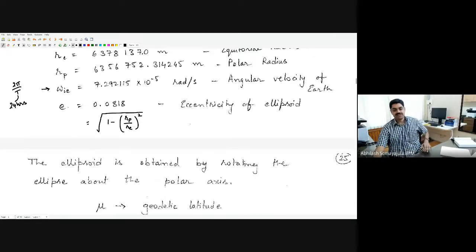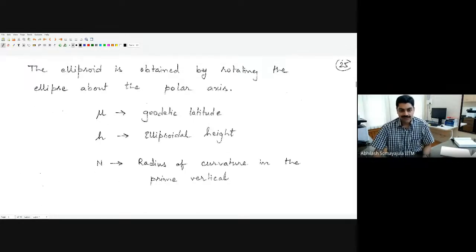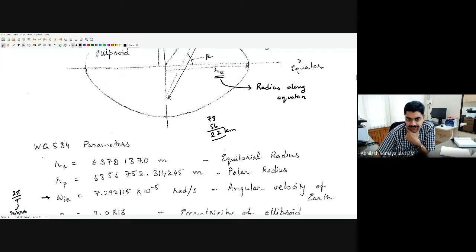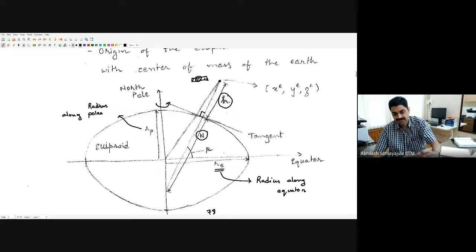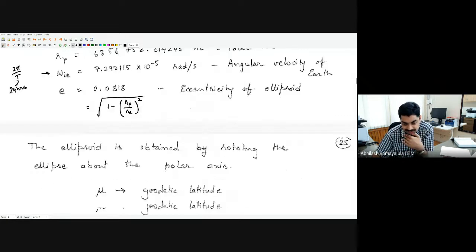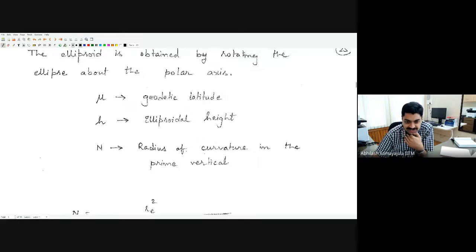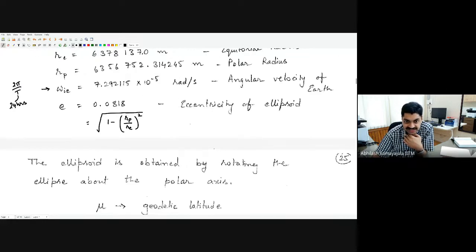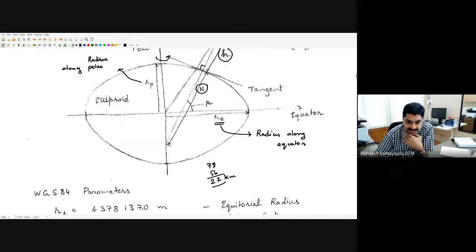All right, so now we define the latitude, the height, and the N. So N, which we define, is called the radius of curvature in the prime vertical. Prime vertical because we are looking primarily in the vertical plane, and it is axisymmetric. So therefore, no matter where I cut, the point is looking in the vertical plane. So in the prime vertical, I am interested in what is the radius of curvature at that local point, and that is given by N. Okay.